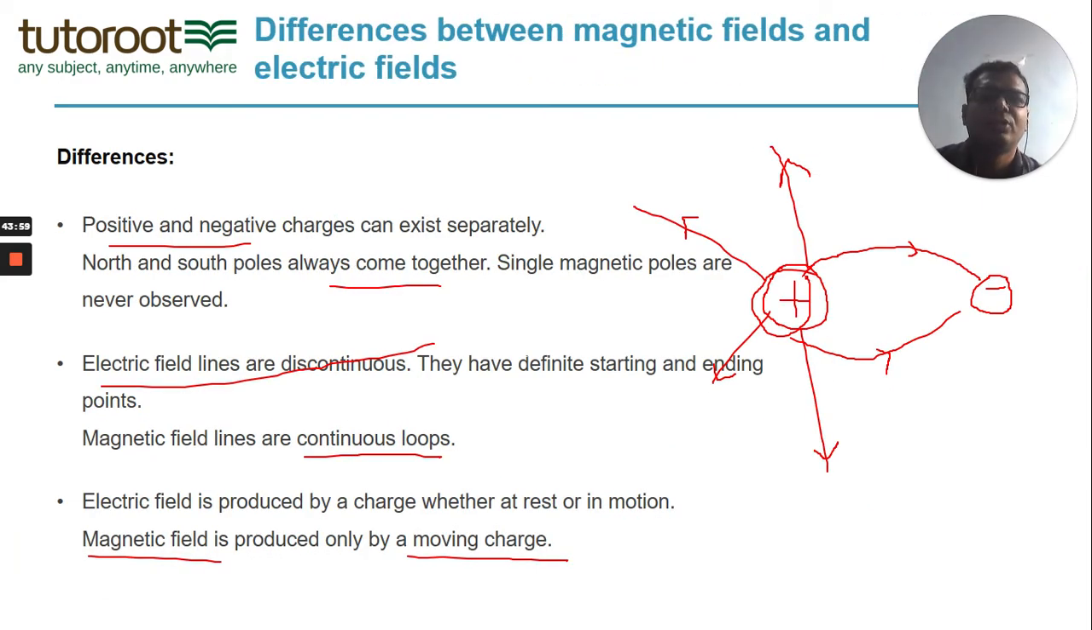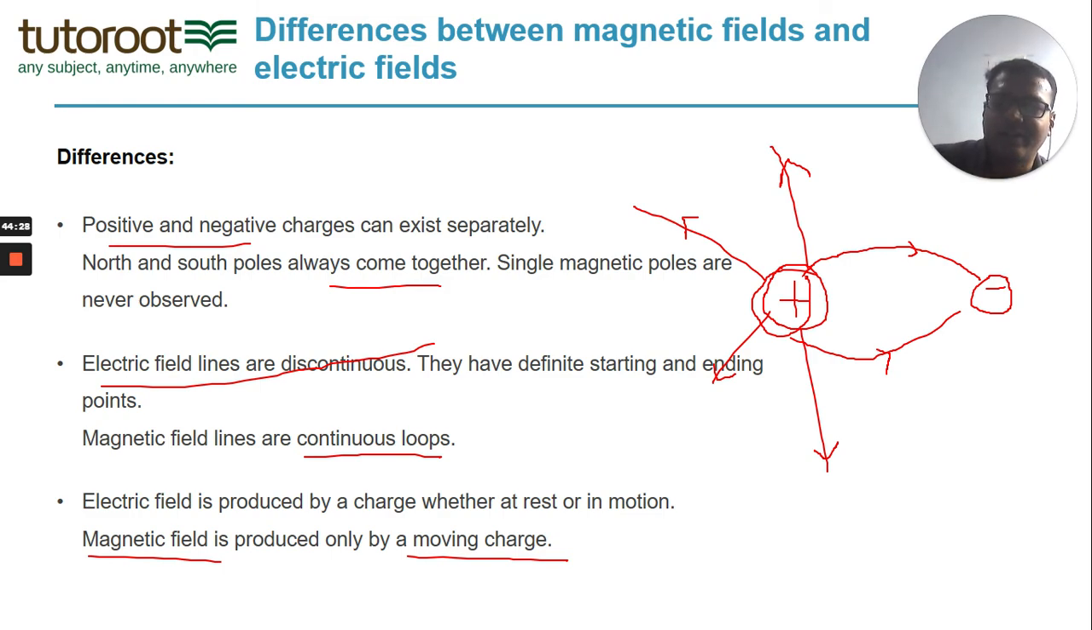Differences. Positive and negative charges can be separate. Protons and electrons exist independently, but north and south poles can never exist independently. They always are found together on the same material. Next, electric field lines are discontinuous. They start somewhere and they end somewhere. Technically, they start at the positive charge and they end at the negative charge. But magnetic field lines are always continuous loops. Okay, they don't start or stop anywhere. They are going all throughout.